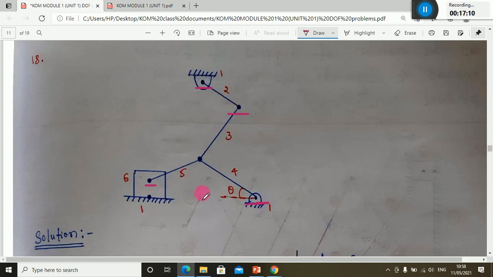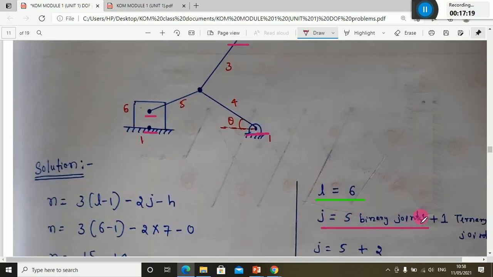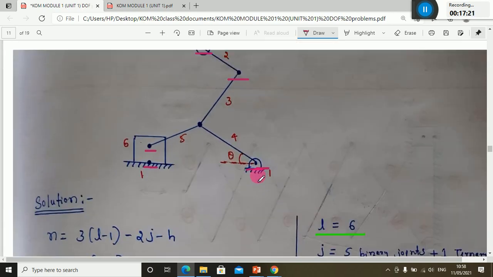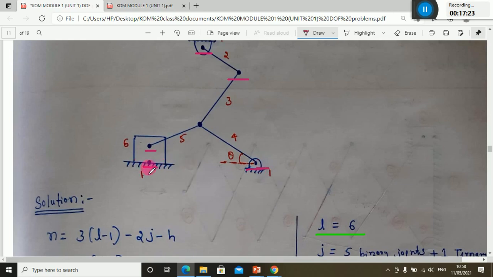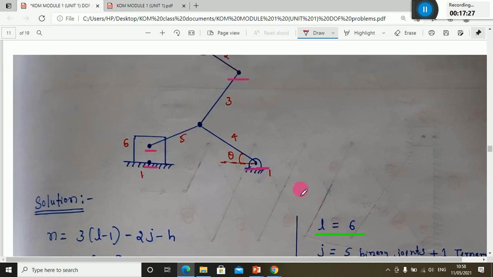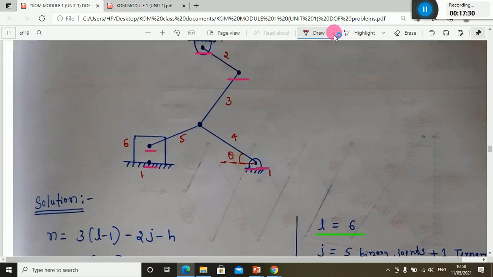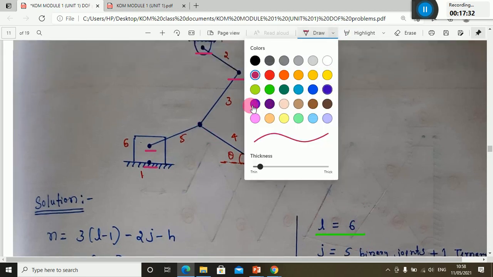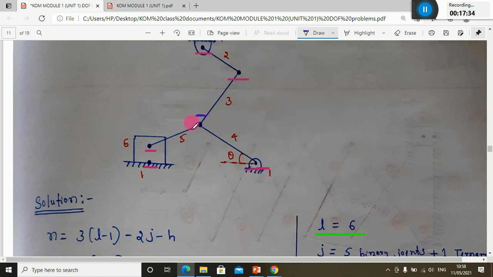So 4 binary joints plus one sliding pair between first and sixth. This also I'll consider in J itself, in binary itself. So in J, 4 binary joints and one sliding pair: 4 plus 1 is 5 total. And you can see at this point.